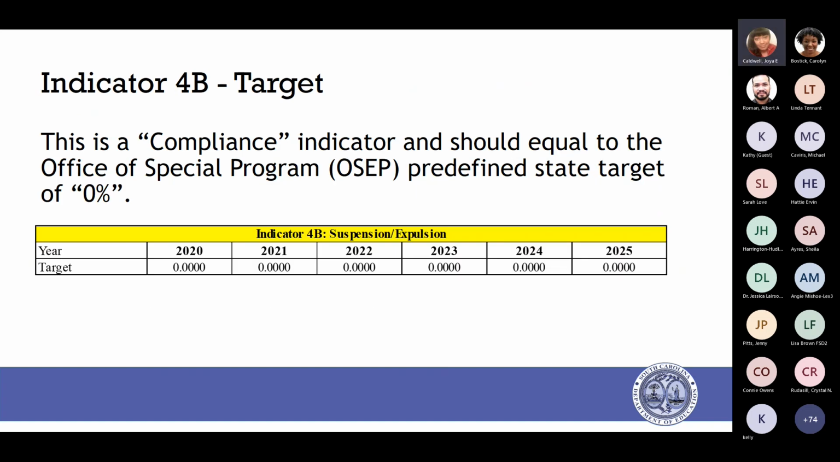Indicator 4B, unlike indicator 4A, is one of compliance. It is calculated under each racial or ethnic group and must be equal to OSEP's predefined target of 0%. Next slide, please.